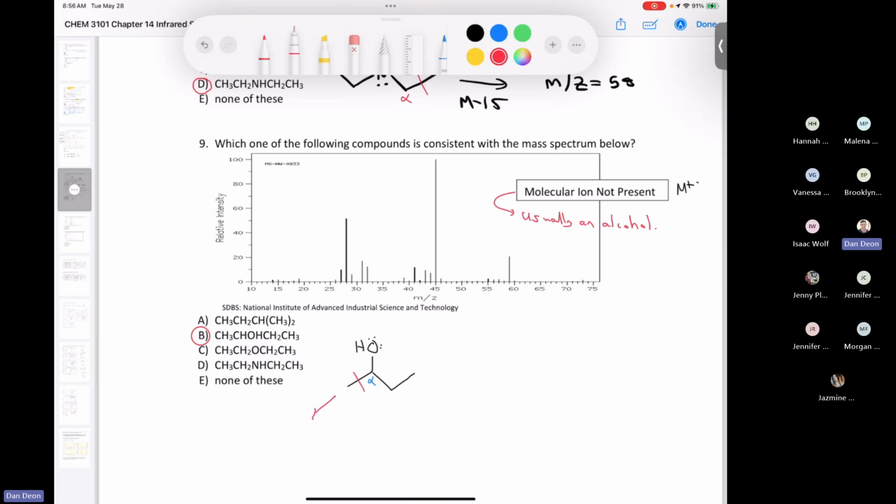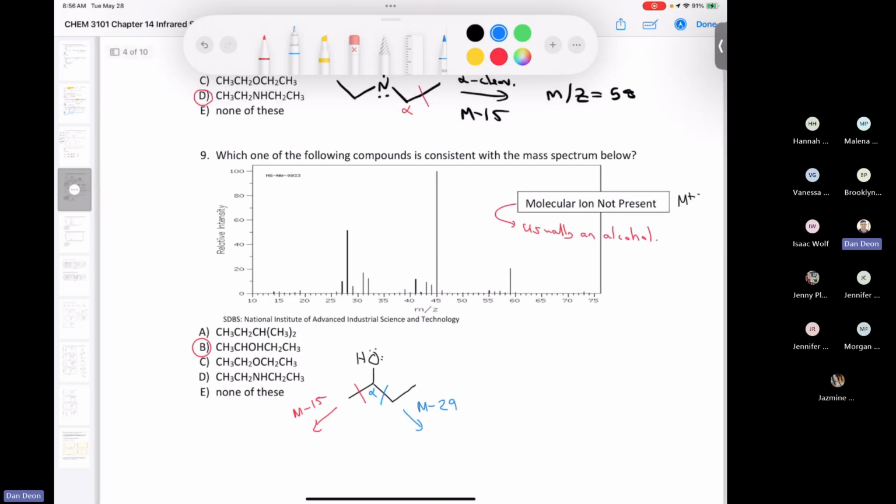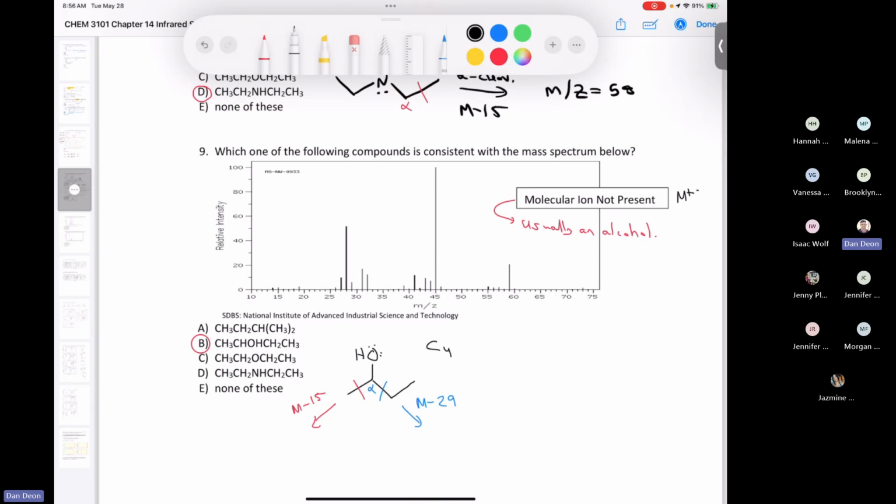So if we did that, then we would have M-15. And if we had our alpha cleavage here, then we'd lose an ethyl. We'd have M-29. Well, what's the mass of the compound? Well, the compound is C4H10O. So that means its mass is going to be 74. So let's see here. Yeah, its mass is 74. So I did that right.